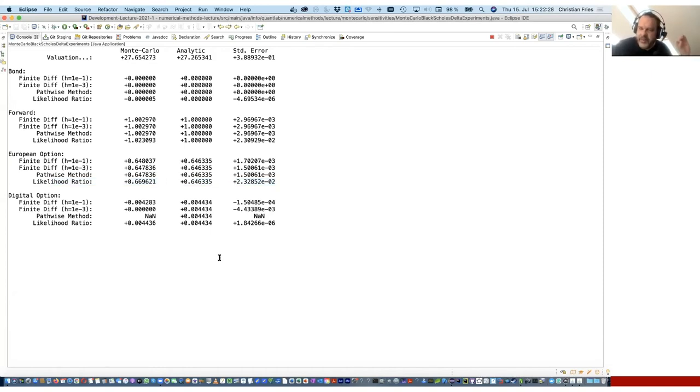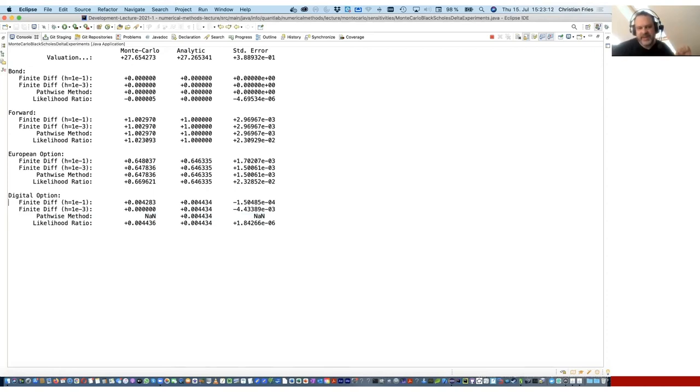Okay, and the thing was the likelihood ratio method has no issue with a discontinuity, because I do not need to differentiate F. So let's look at the digital option, which has this jump. So the Pathwise method, we couldn't do the Pathwise method because the differentiation would have a Dirac distribution and we didn't know how to handle that. Well, actually we know how to handle that, but we didn't do it in the code. It just was too complicated. So it was just this, not a number.